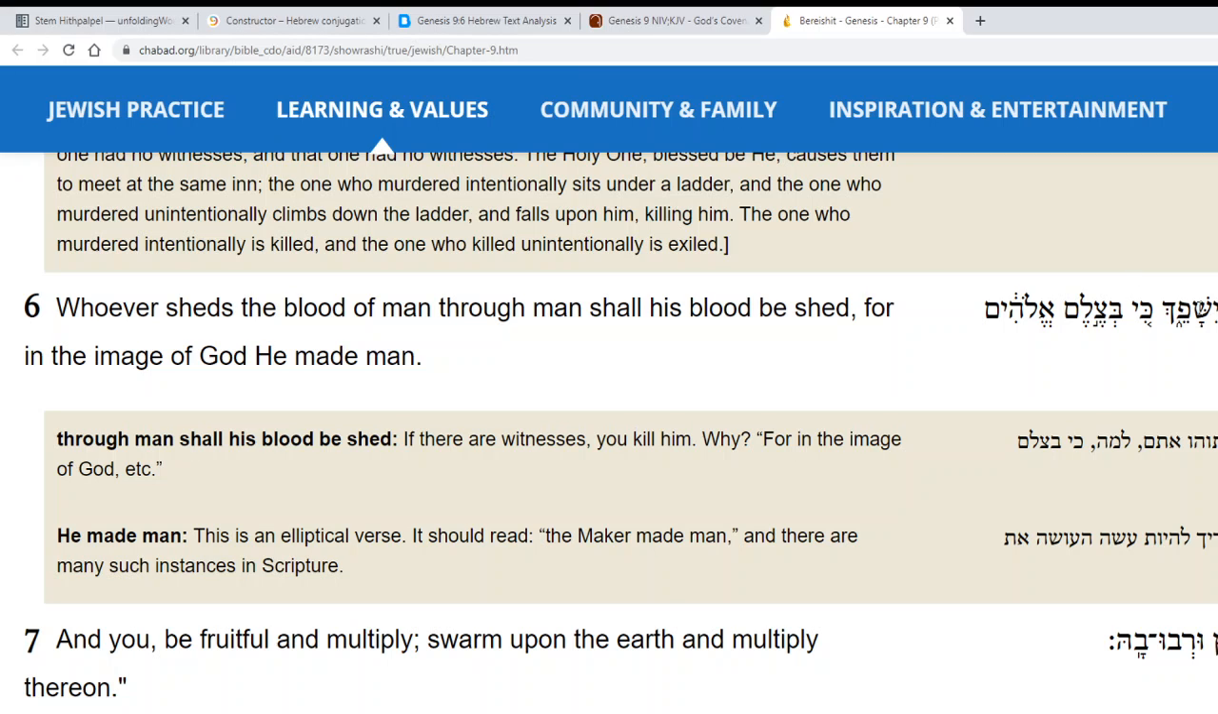Because yishafech is in the passive, when you have a passive sentence, you don't necessarily say who is doing it. So if you say that it's in the passive form, then shofech dam ha'adam ba'adam, someone who kills a human within a human, damo yishafech, that person shall also be guilty of murder. And if you want to understand this clearly, the Talmud, I believe in Sanhedrin, discusses it.